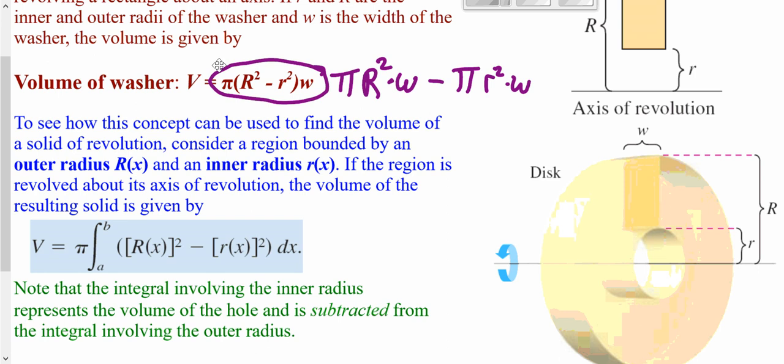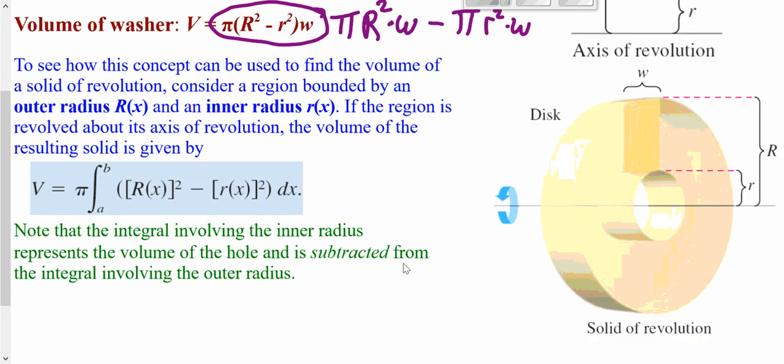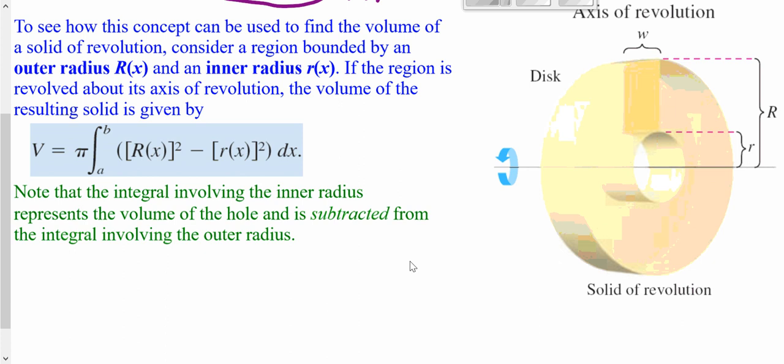So for the most part, when we extend this whole idea to integration, you're going to put your pi in front. Your w, your width, once again, is your dx. You do your outer radius, the big radius, minus your inner radius, the smaller radius, each one of them squared. And then you'd have your bounds. So basically, you're doing the whole volume of the whole thing and then taking away the volume of that hole that you're missing.